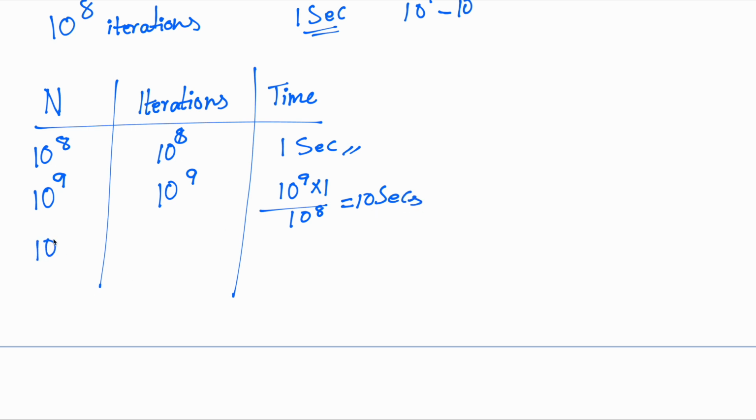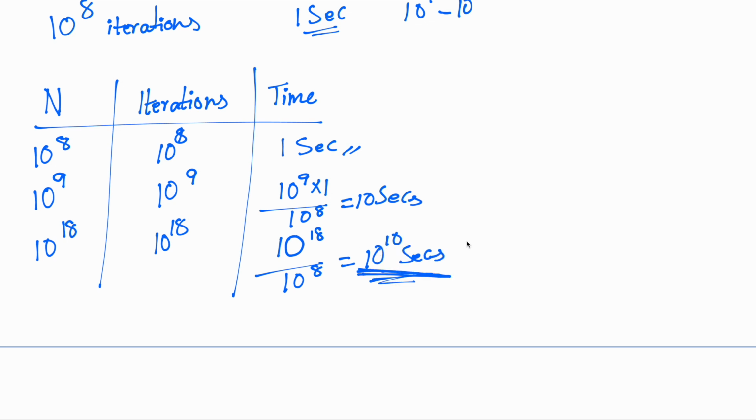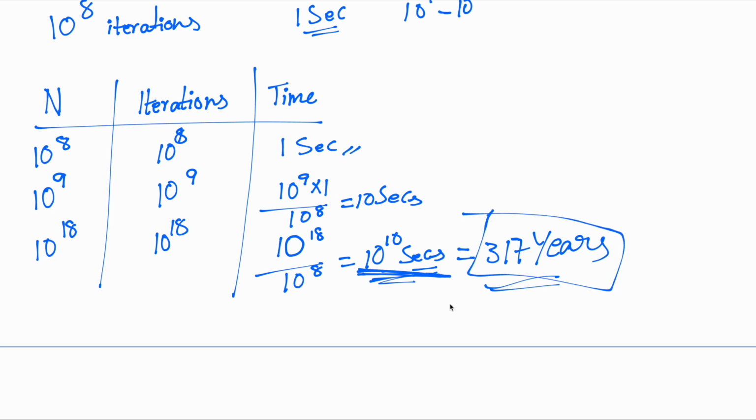What if it's 10 power 18? Iterations are also 10 power 18, and 10 power 18 divided by 10 power 8 is equal to 10 power 10 seconds. If we convert these 10 power 10 seconds into human readable time, it's around 317 years. You see how different that is making? 317 years. Will we wait this much time to execute our program?